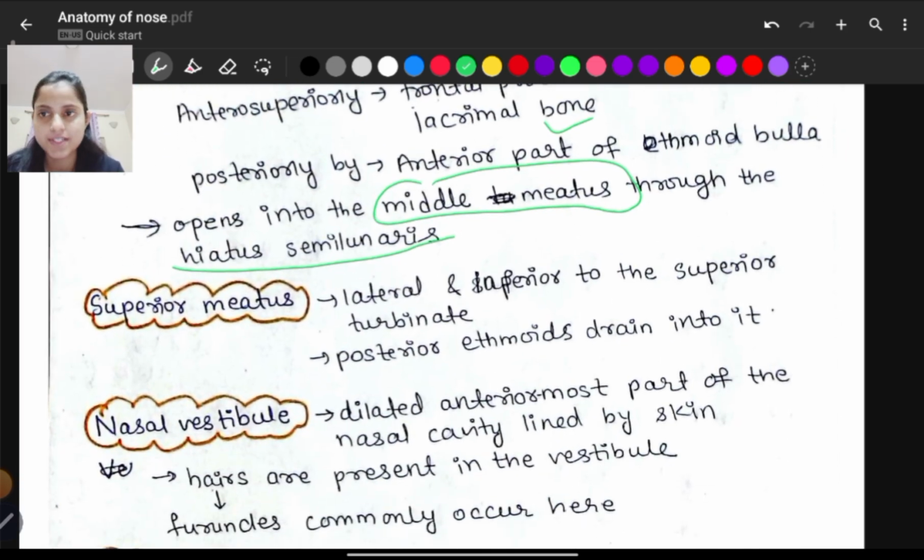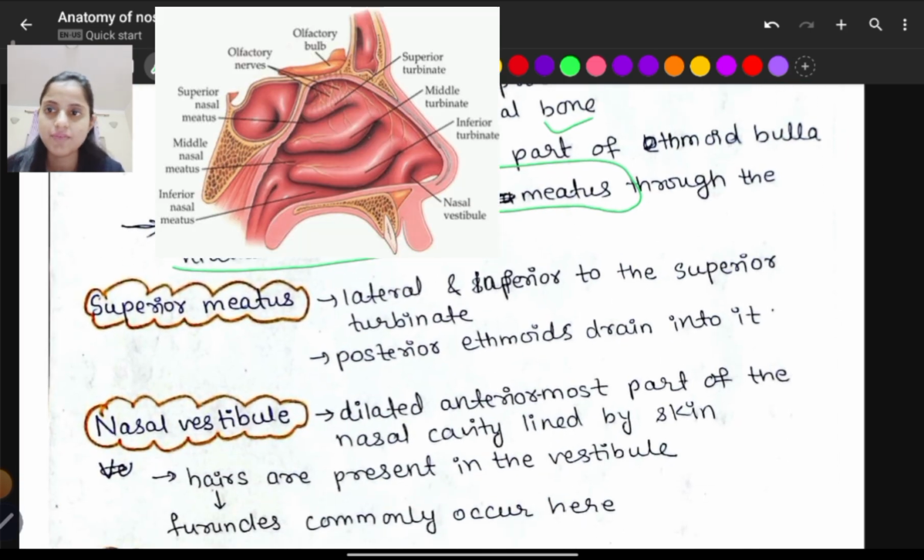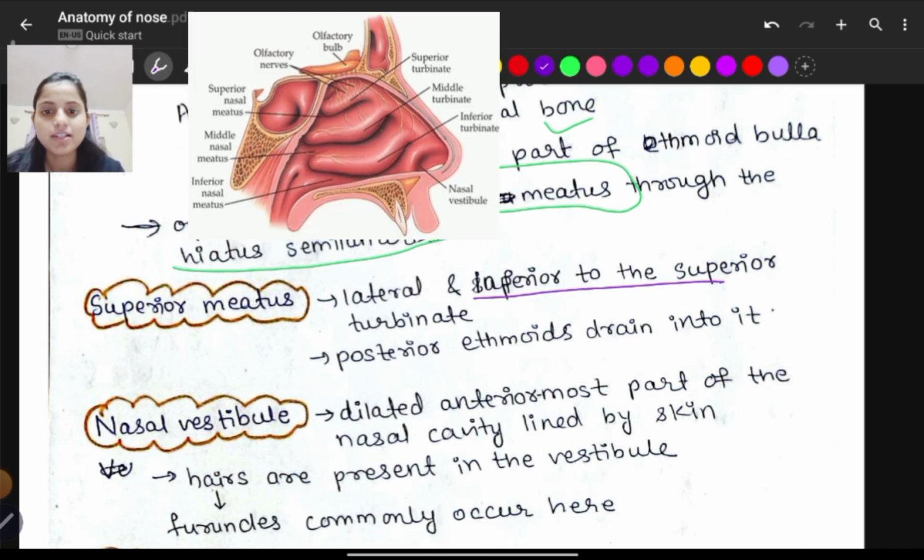Now, the superior meatus. We studied the inferior meatus and middle meatus. The superior meatus lies inferior to the superior turbinate. Posterior ethmoids drain into it.